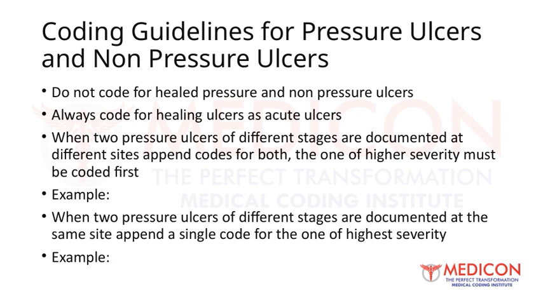Similarly, if 2 pressure ulcers are documented at the same site, but are of different stages, you only need to append a single code for the more severe ulcer. These guidelines help maintain consistency and accuracy in coding, and they connect to our overall goal of precise medical documentation. Keeping these principles in mind ensures that we capture the true clinical picture, which is essential for proper treatment and billing.